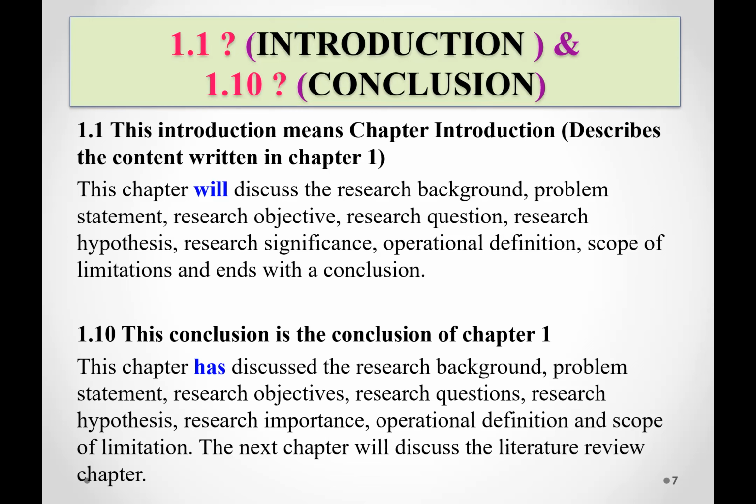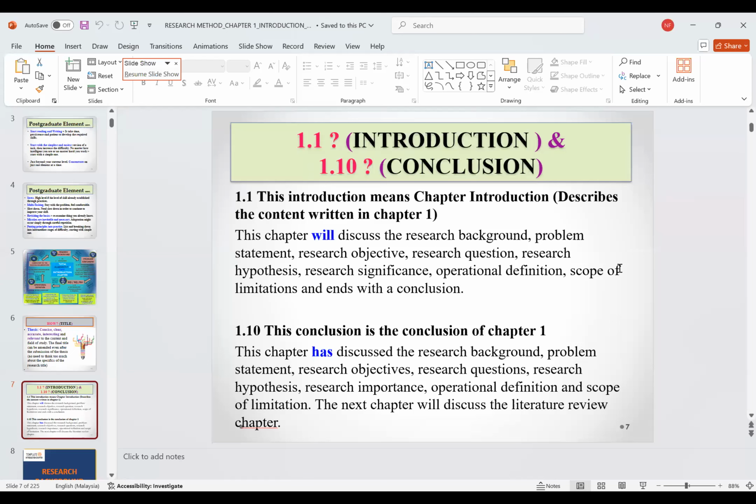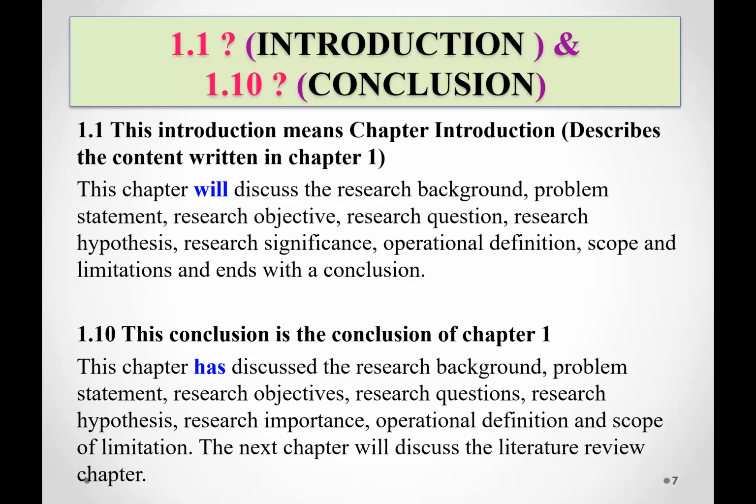Sorry, here it is not scope of limitation; it is scope and limitations. And the last one is our chapter conclusion. That's all. For me, if you can write like this, a very short paragraph to explain the outline or content of your chapter one, that is enough.